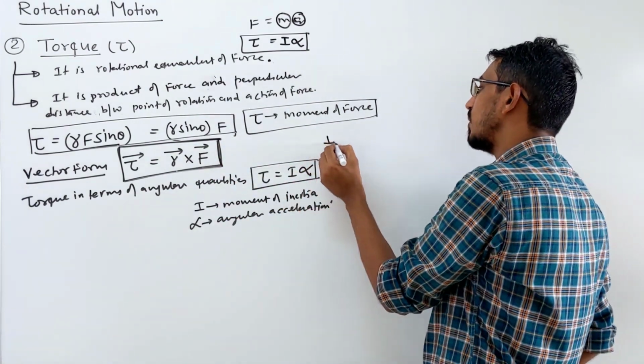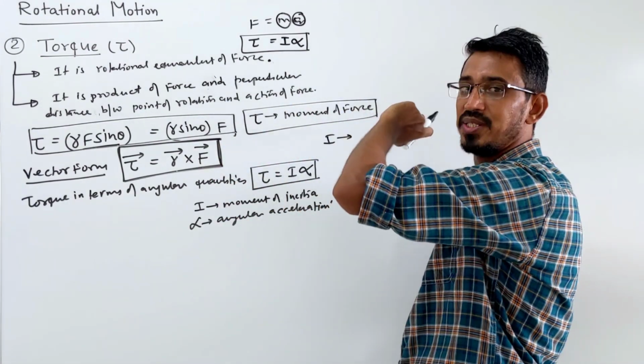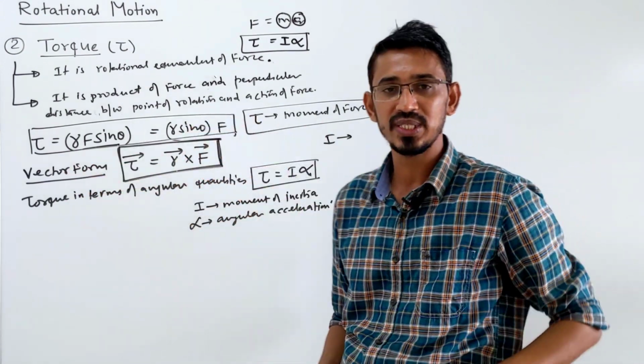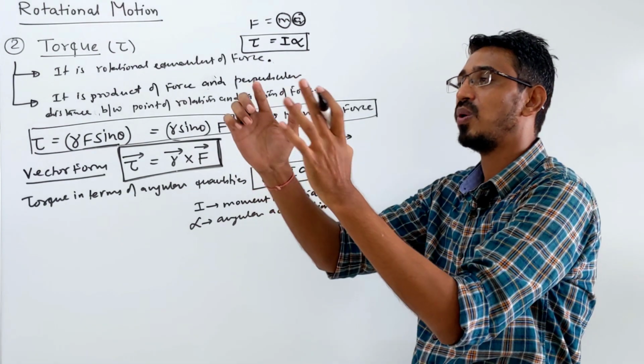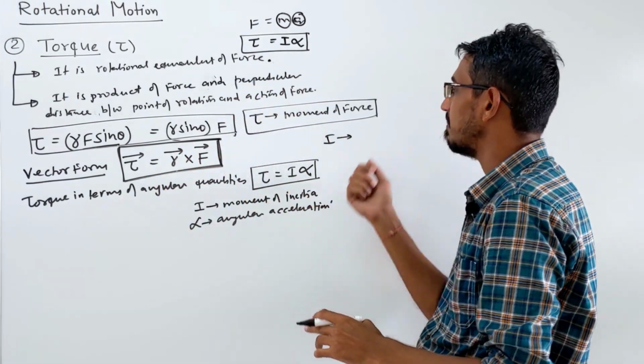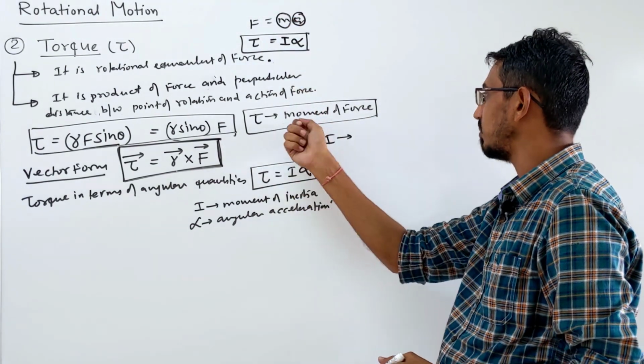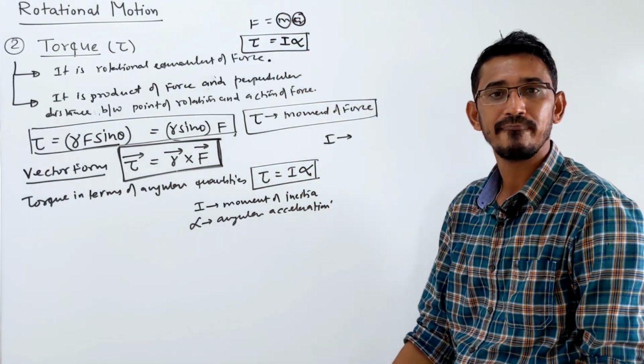Like your inertia is called moment of inertia, that I symbol is called moment of inertia. Inertia we learn in the Newton's laws chapter, right? So there it was only inertia we said, and in this chapter we say moment of inertia. Force we said in Newton's law, here torque is called the moment of the force. Correct?